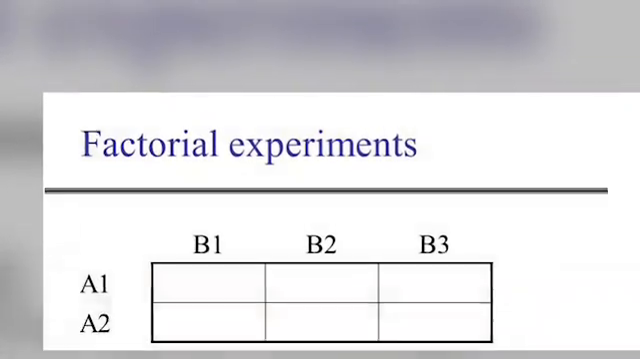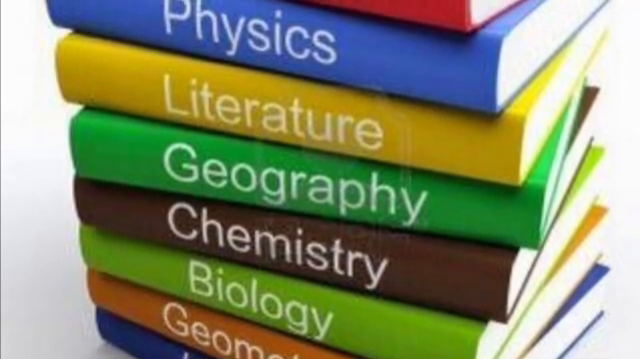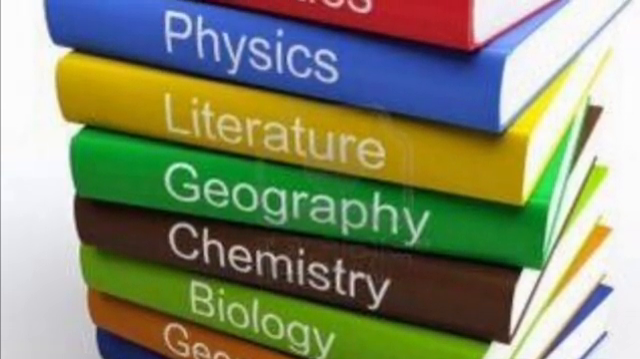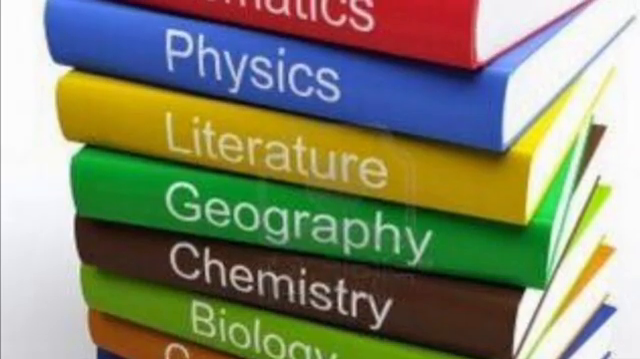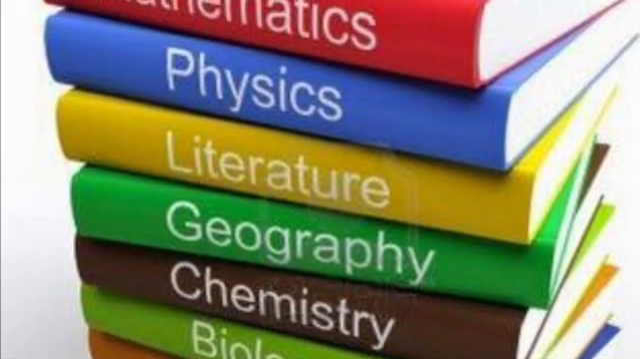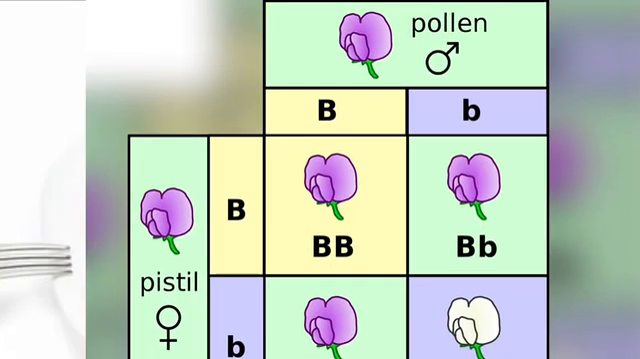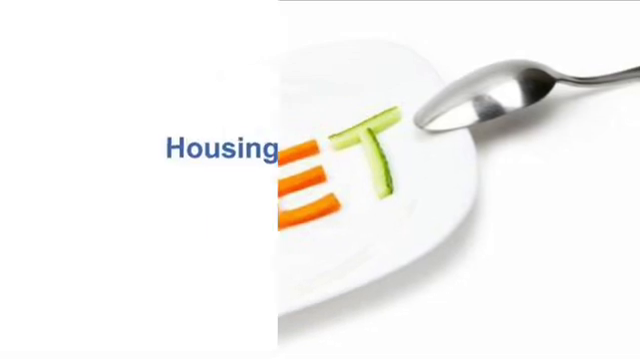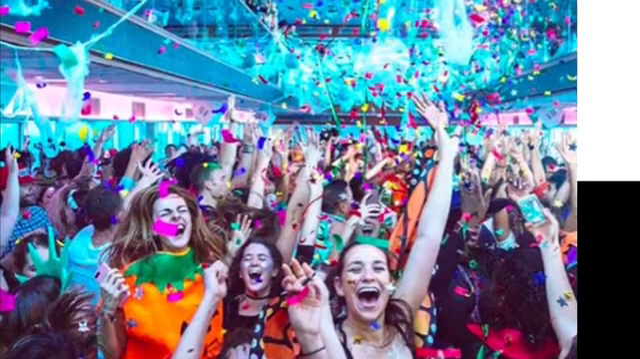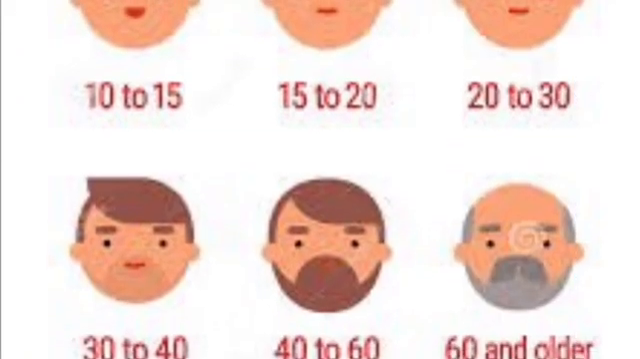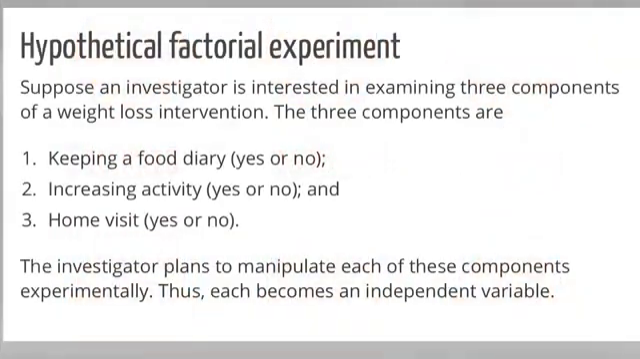Now, I'm not going to bore you with simple textbook definitions of what a 2 by 3 factorial experiment is. That would not keep you invested. So here's how I'm going to do it. What are factorial experiments used for? Factorial experiments usually involve the following: gender, genotype, diet, housing conditions, experimental protocols, social interactions, and age, which can influence the outcome of an experiment.